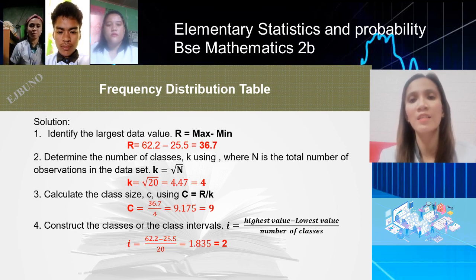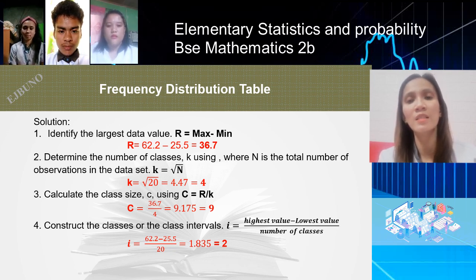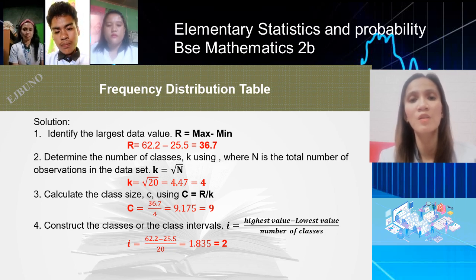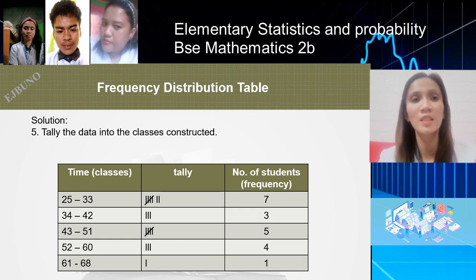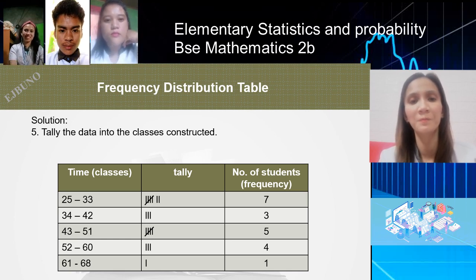Construct the classes or the class intervals, wherein I is equal to the highest value minus the lowest value divided by the number of classes. So I is equal to 62.2 minus 25.5 over 20. So our interval is equal to 1.835. So we need to round it off. So our class interval is equal to 2. Then tally the data into the classes constructed. The table shows the tally of the said example number 1, as you can see in our example.